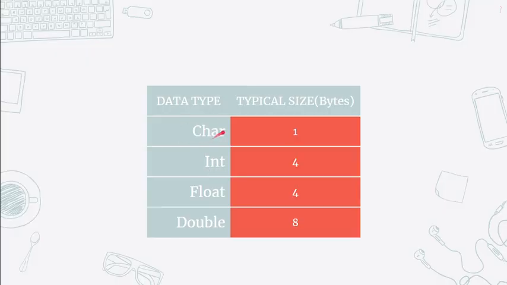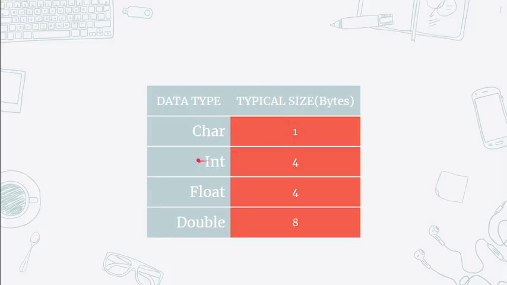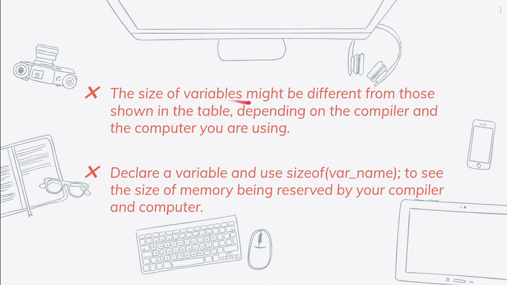Similarly, we can define other data types also, like character. For the character, we need only 1 byte of memory. For the integer, we need 4 bytes. For the float, 4. Similarly, for double, we need 8. But it depends on the architecture also. The size of a variable might be different from those shown in the table because it depends on the compiler and the architecture of the computer which you are using. So you can try that: declare a variable and use the sizeof function to get the amount of space the computer is going to reserve for that.